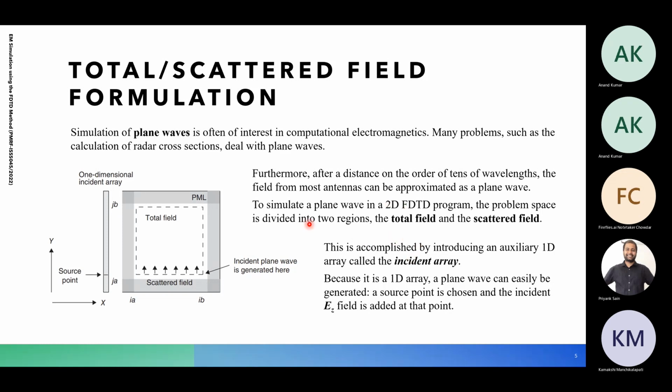For this, we divided the simulation region into total field and scattered field area, where we introduced an incident array which carried the information of the incident electric field and magnetic field. Inside the total field region we calculate the total field, and outside the total field region we calculated the scattered field by subtracting the incident array from the total field.